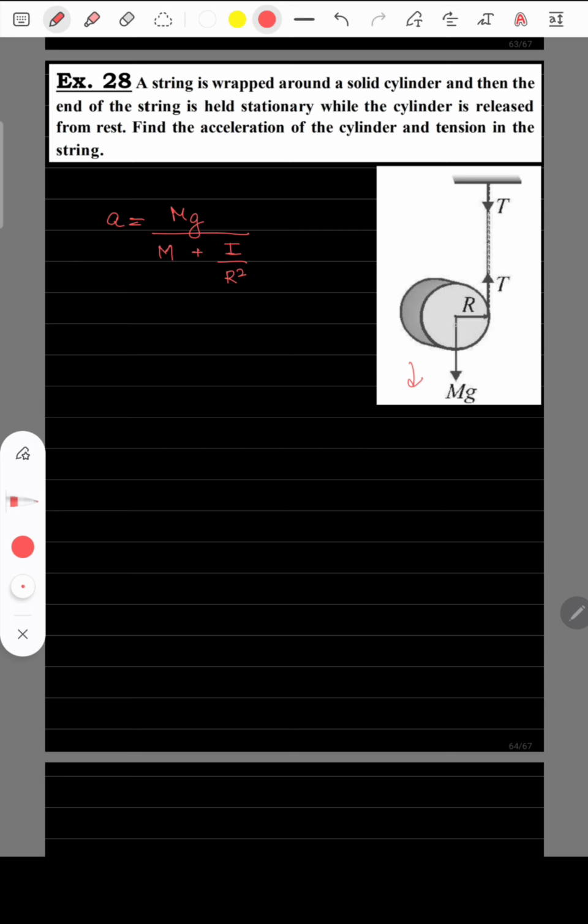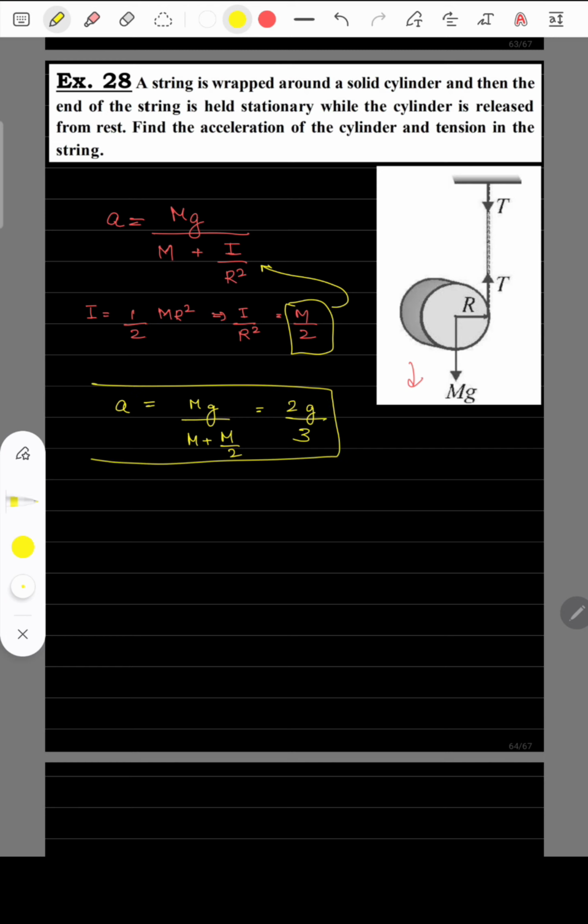Here I is the moment of inertia of the solid cylinder. For a solid cylinder, about the given axis of rotation, I is given by half m r square, which implies I by r square is m by 2. Putting this I by r square value here, we get mg upon m plus m by 2. Solving this, we get acceleration equal to 2g by 3.